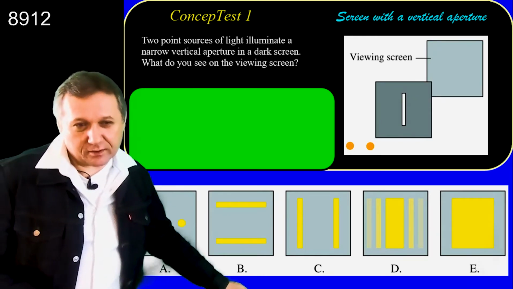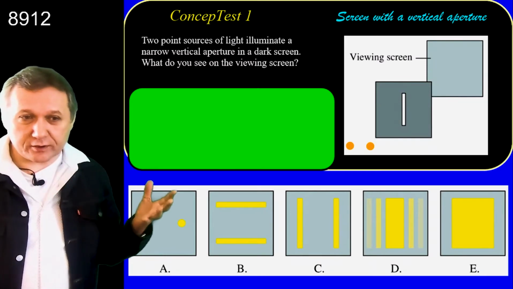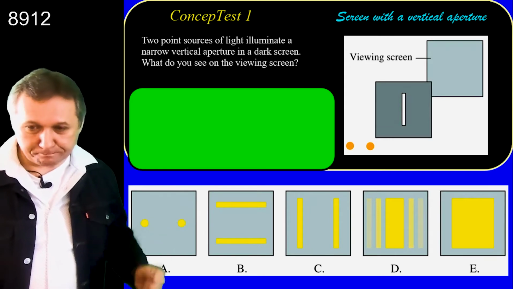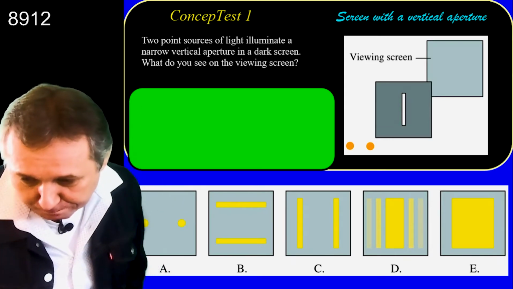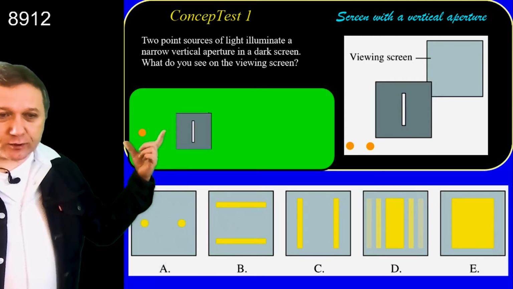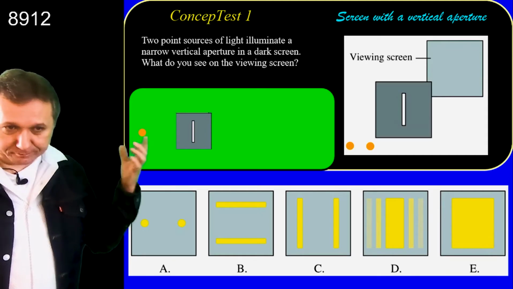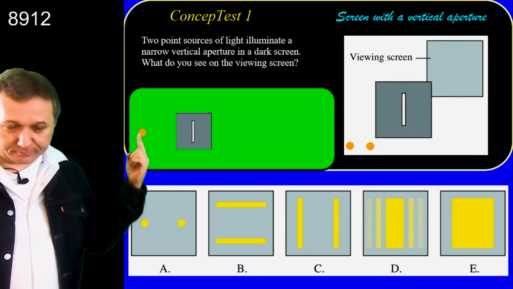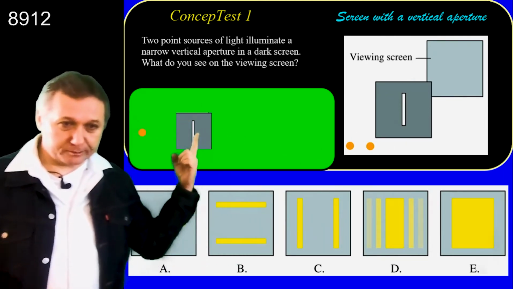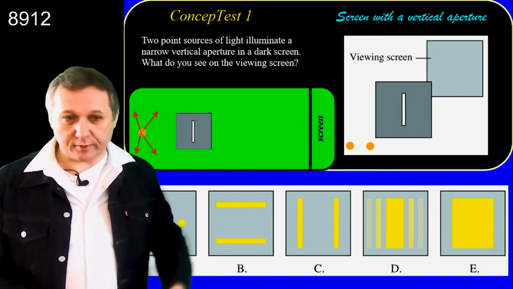All right, so let me just quickly discuss. It's a reasonably simple question. We just need to draw, again, as I said, a few rays. Okay, so let's look over here. Let's take, for example, first one bulb, one point source. And here's our screen, this screen with a hole, and the viewing screen over there.